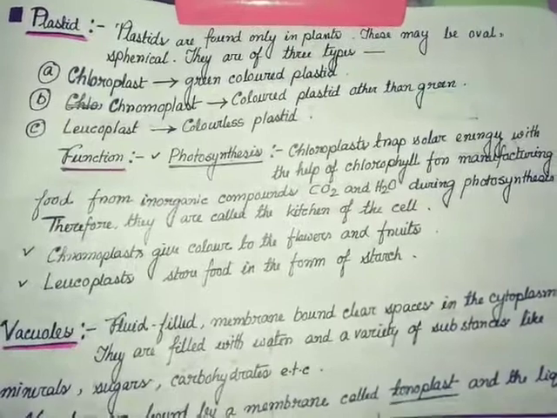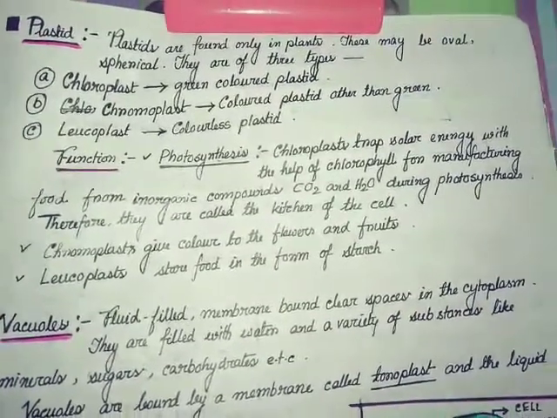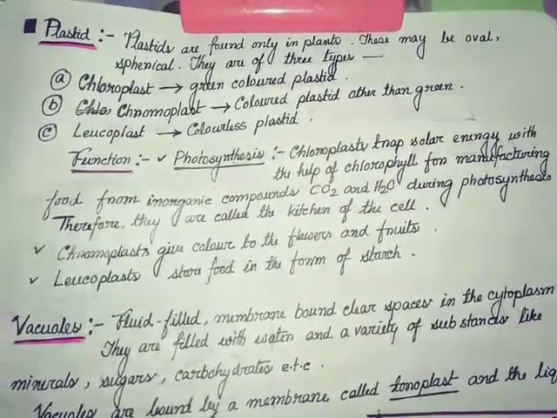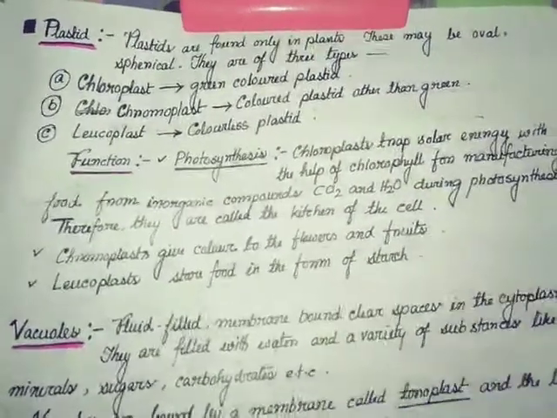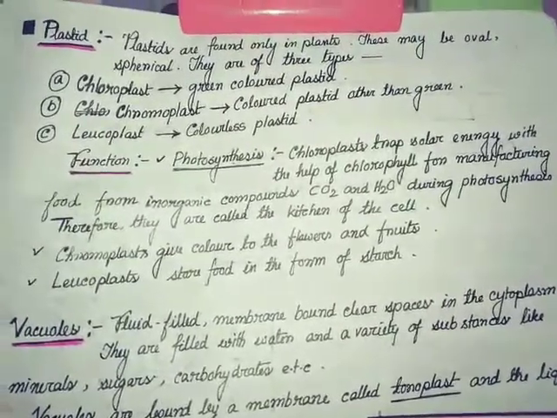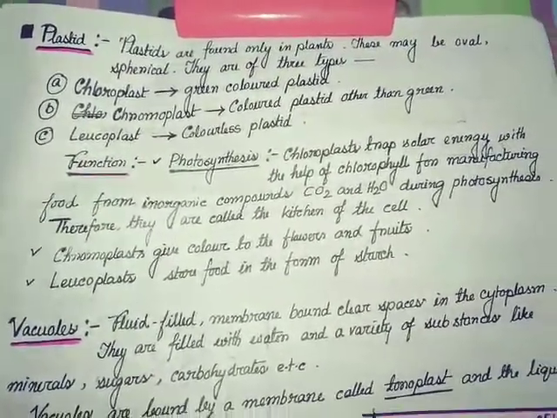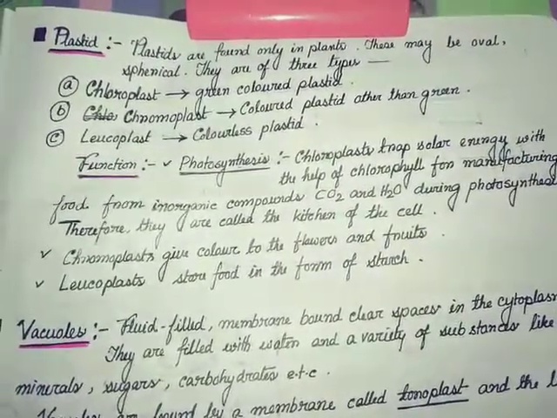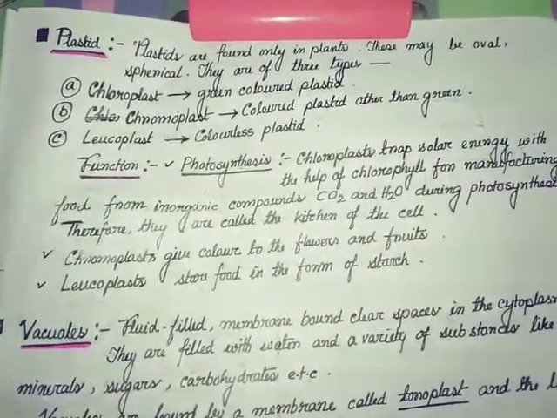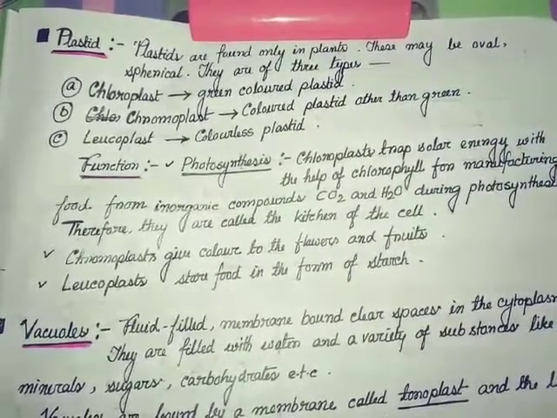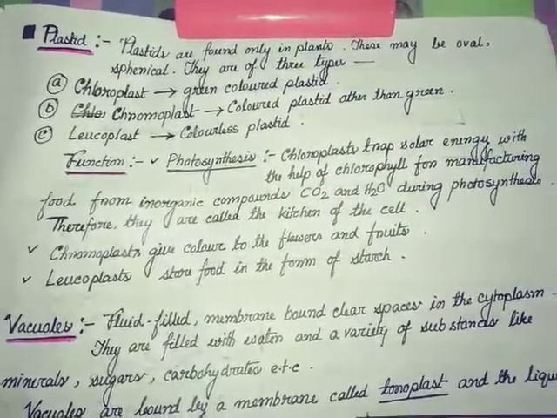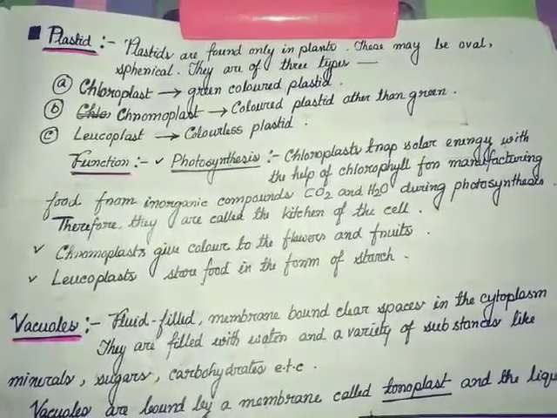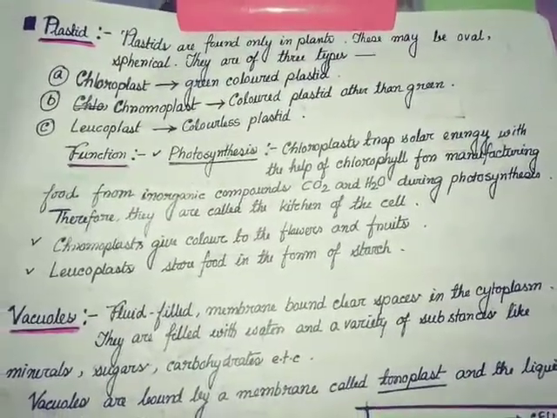Now the functions. First, chloroplast, as I said, does photosynthesis. Chloroplast traps solar energy with the help of chlorophyll for manufacturing food from inorganic compounds like CO2 and H2O during photosynthesis. Therefore they are also called the kitchen of the cell. Chromoplasts give color to the flowers and fruits, so they help in pollination, and leucoplasts store food in the form of starch.